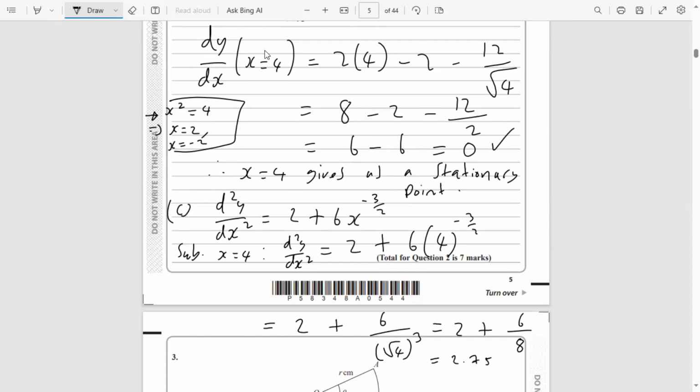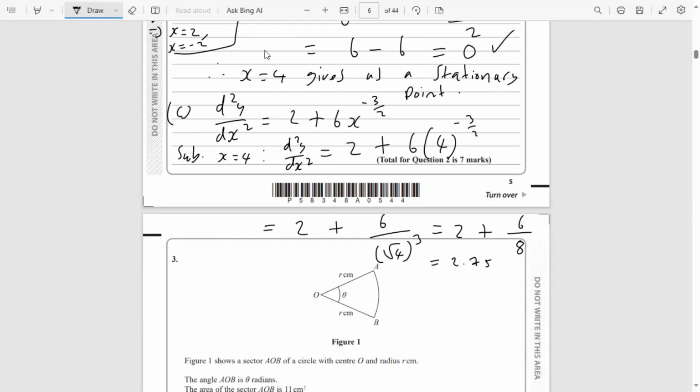Now, remember when we determine natures of stationary points, the key is the second derivative, so is this d2y over dx squared greater than 0, equal to 0, or less than 0? So our result here, our 2.75, is bigger than 0. It's a positive second derivative. So the way that I think about this is that what this is telling us is that the, quote, acceleration of our curve at x equals 4 is positive, right? So what that means is that we have a minimum point at x equals 4.